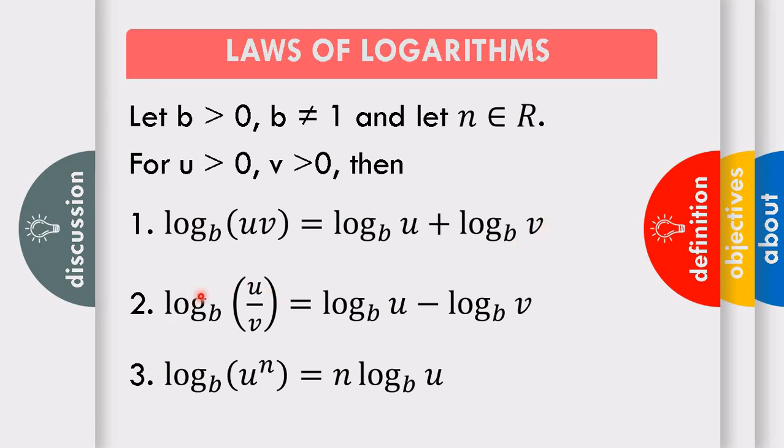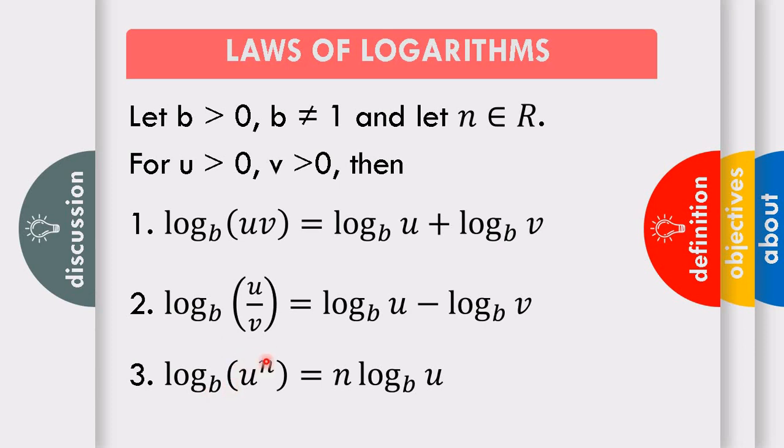Next one, if two logarithms with the same bases are subtracted, we divide the arguments. So logarithm of u over v to the base b is equal to logarithm of u to the base b subtracted by logarithm of v to the base b. And lastly, we have logarithm of u to the power n to the base b is equal to n times logarithm of u to the base b. So the exponent, we will multiply it to the logarithm itself.